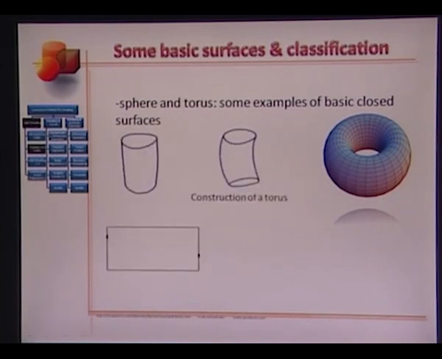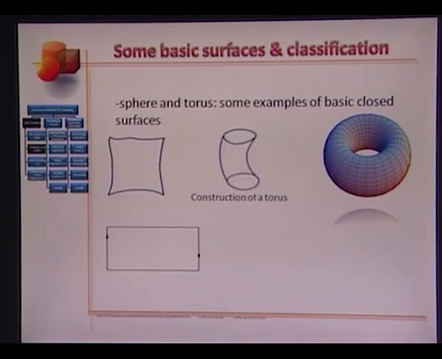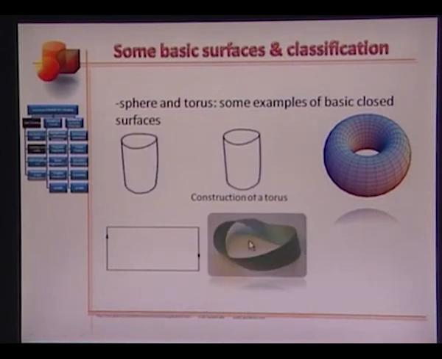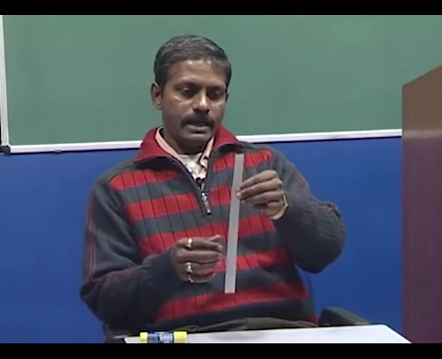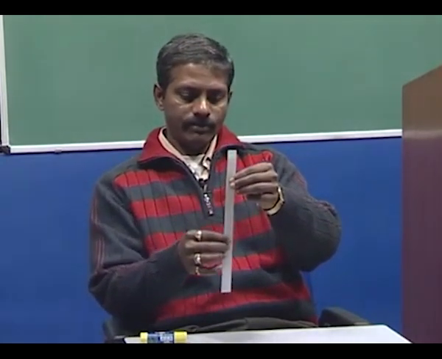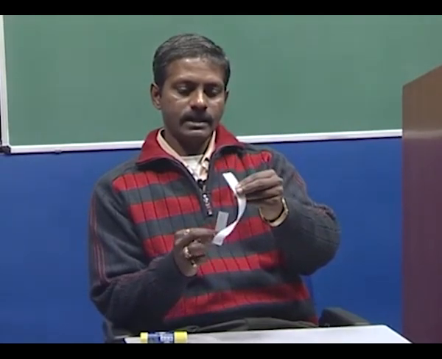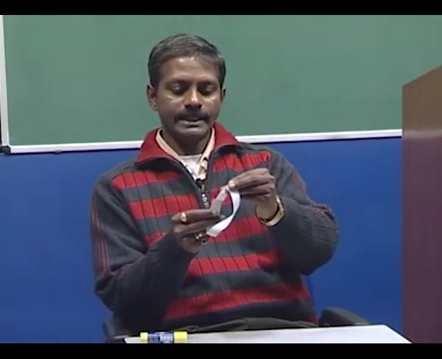A Mobius strip can be constructed from a rectangular piece of paper in this manner. Take this rectangular piece of paper and flip this edge so that this arrow aligns with this one, and glue the two ends together to get a Mobius strip. This is what I mean. Take this rectangular thin strip of paper, flip this edge, and then glue the two opposite edges together to get a Mobius strip.